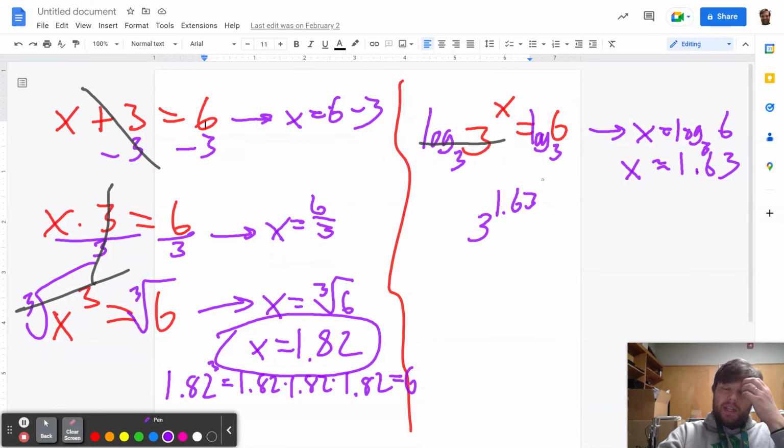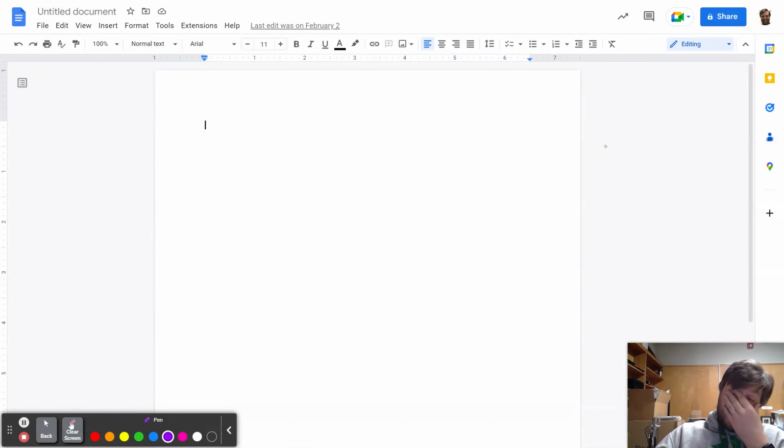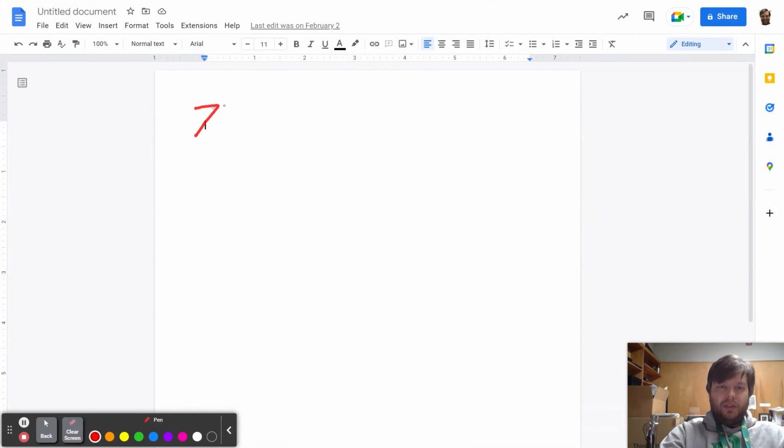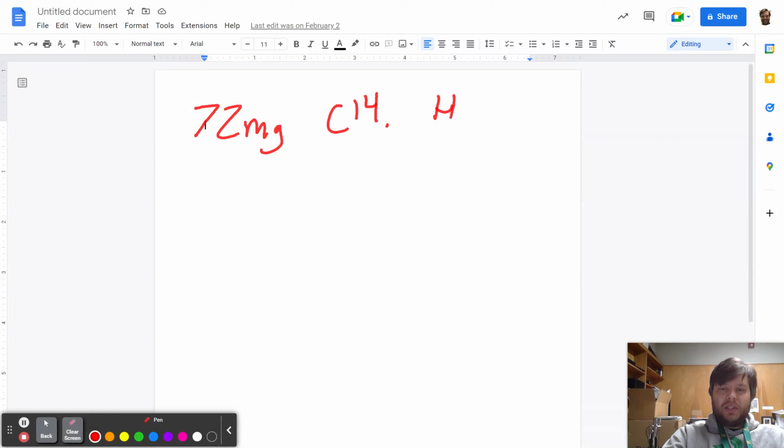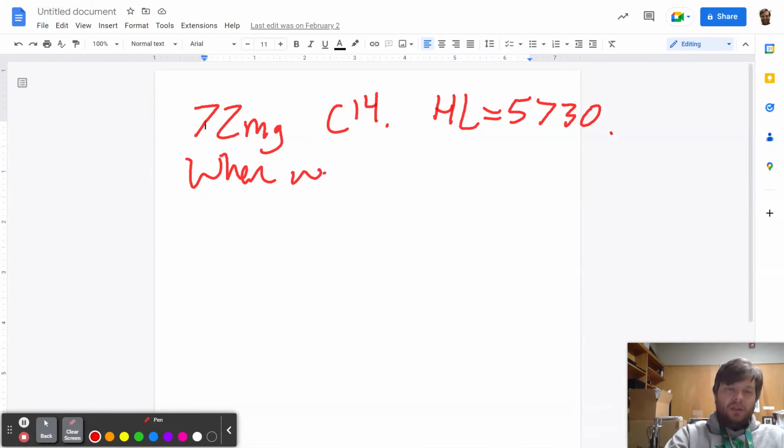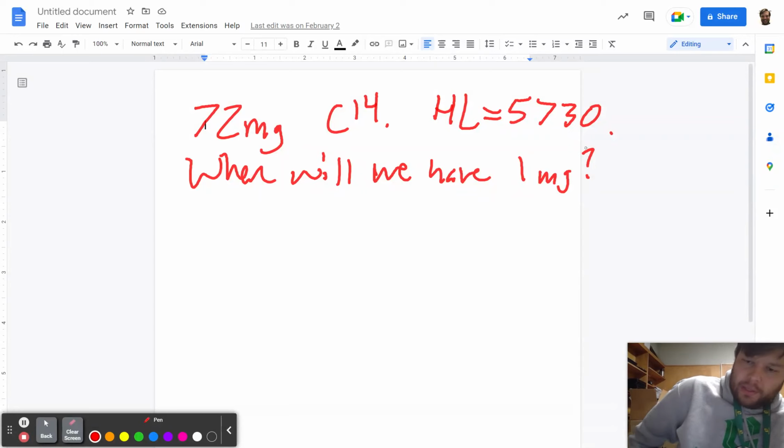I'm just going to do one more example here with a word problem. Let's make up a word problem with everybody's favorite thing, half-life. Let's say we've got carbon 14, and we start out with 72 milligrams of carbon 14. And everyone remembers that the half-life is equal to 5730. And maybe the question is, when will we have 1 milligram? This is a wonderful problem to solve with a logarithm. Up until this point, you didn't know how to solve this.